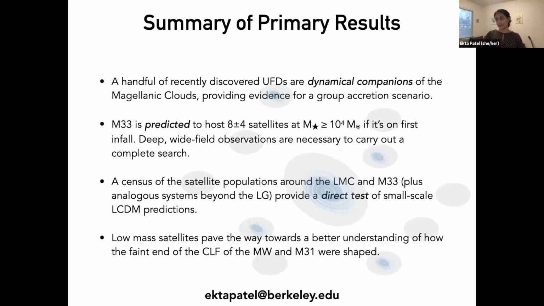So here is my summary. I'll go through it quickly. A handful of recently discovered ultrafaint dwarfs seem to be dynamical companions of the Magellanic Clouds, providing evidence that they were accreted as a group.